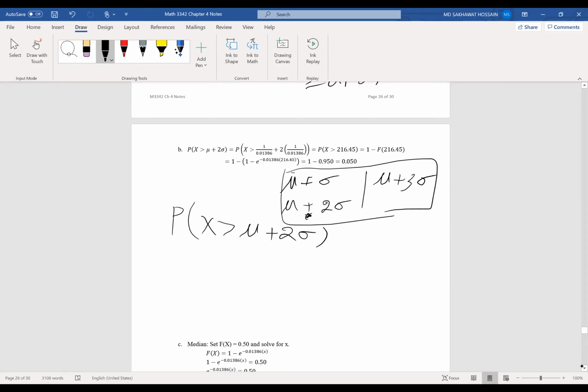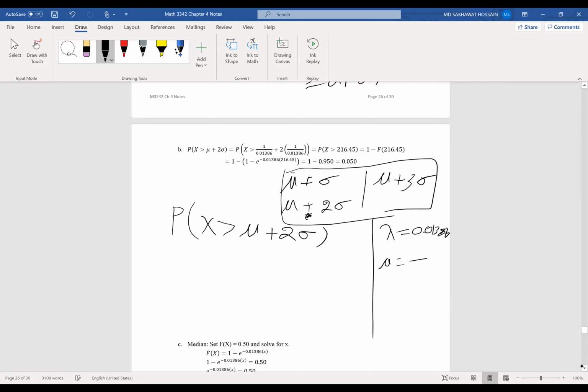Now the question is, do we know the value of mu and sigma? We do not know the value of mu and sigma yet. We know the value of lambda. Lambda is 0.01386. So this is the value of lambda. How can we calculate the value of mu and sigma?